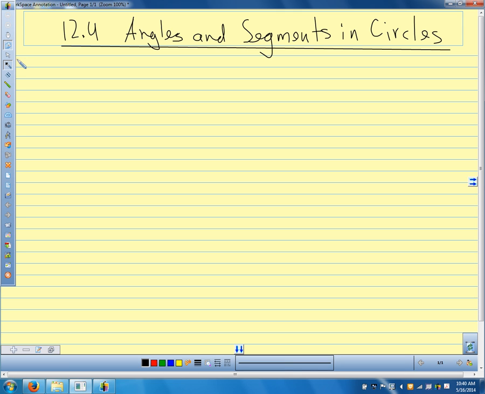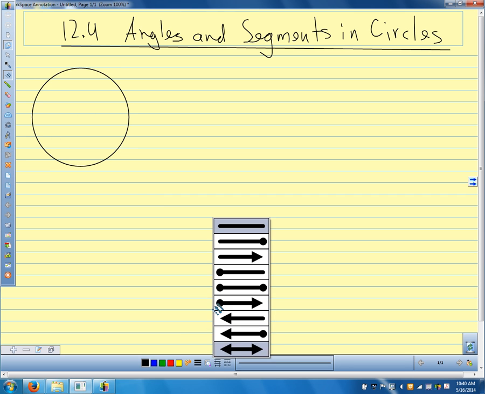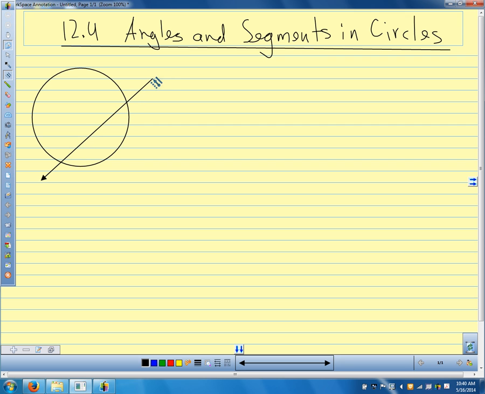So the first thing we need to talk about is a new kind of line that intersects a circle. We call a line that goes through a circle in two places a secant line. Secant comes from the Latin meaning to cut. So this line cuts through the circle.